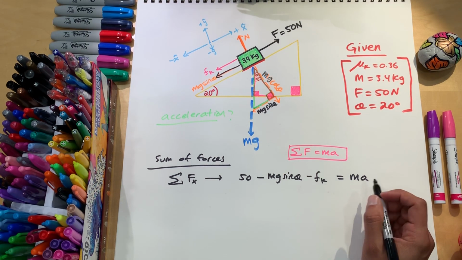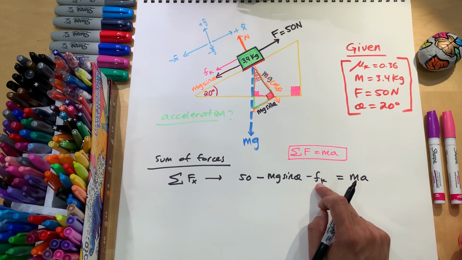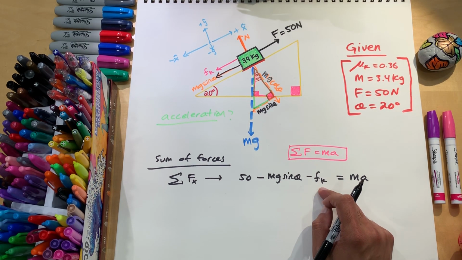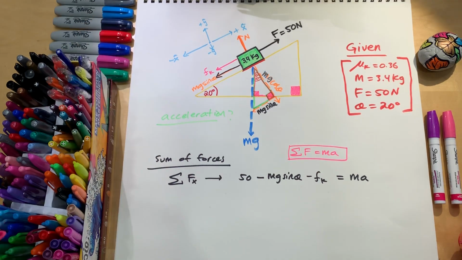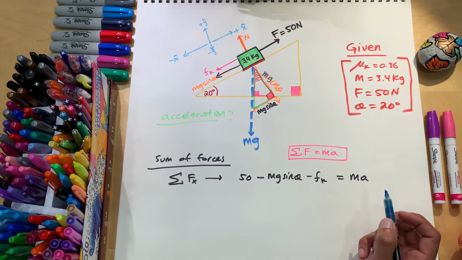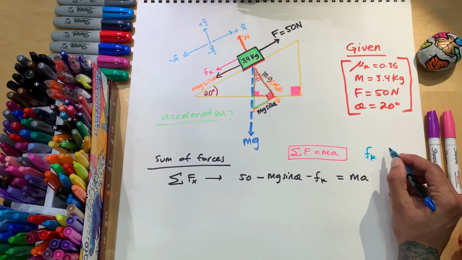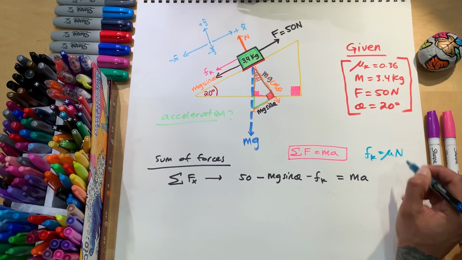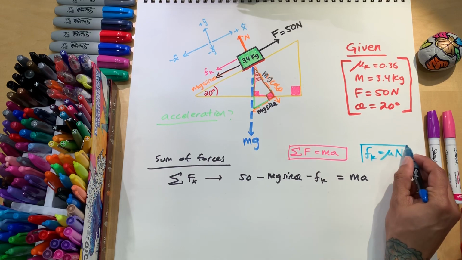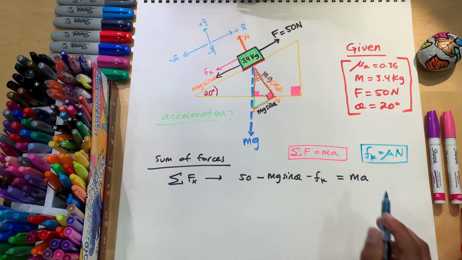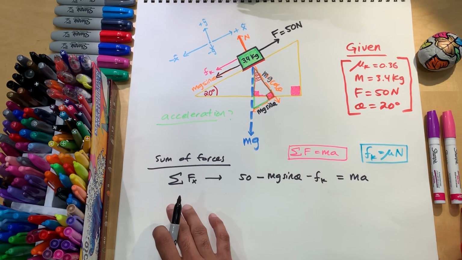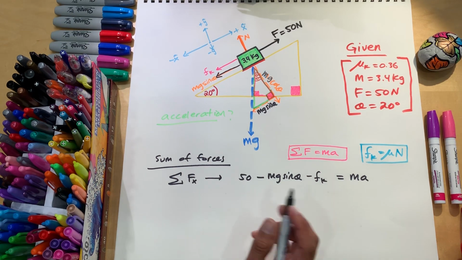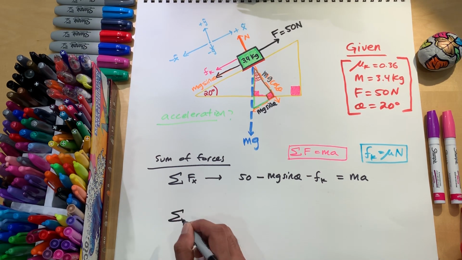We know the formula for friction, so let's not play games and let's write that down. Let's write it here. Friction kinetic is equal to mu times normal, okay? And we don't know what normal is yet, but let's move on to the forces in the y and see if we can find the normal force.